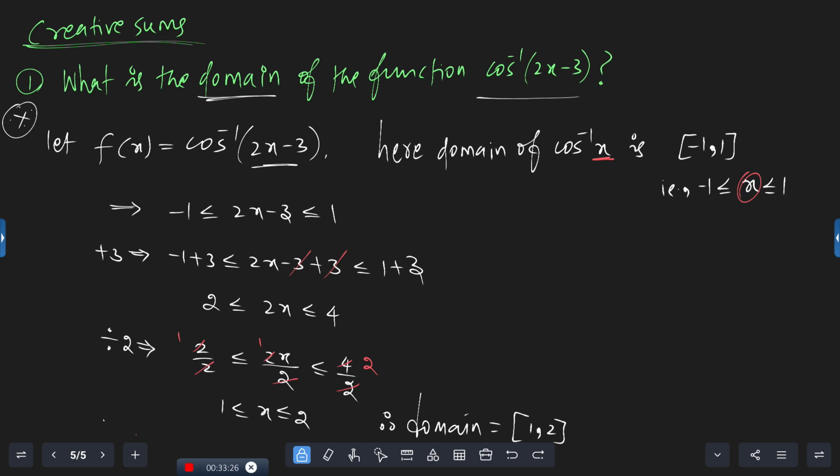Apart from the textbook, they'll surely ask domain and range only. If you are thorough with these things, it is enough. You don't need to go to anything else. Can I go to the next step? In the creative portion, question number 2, I'm going to find the domain of the function.